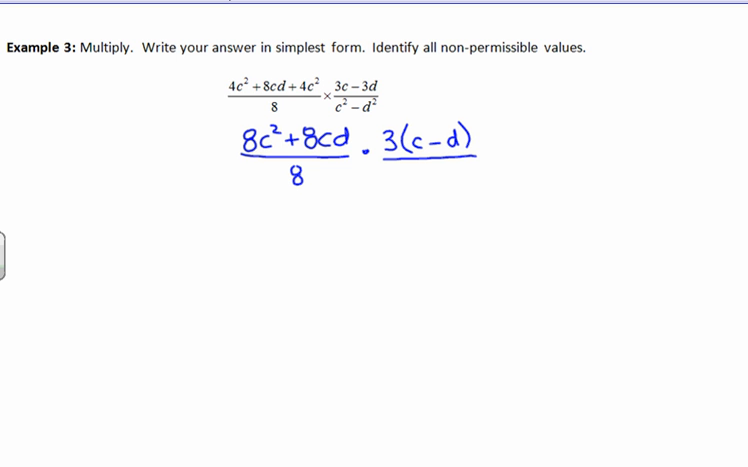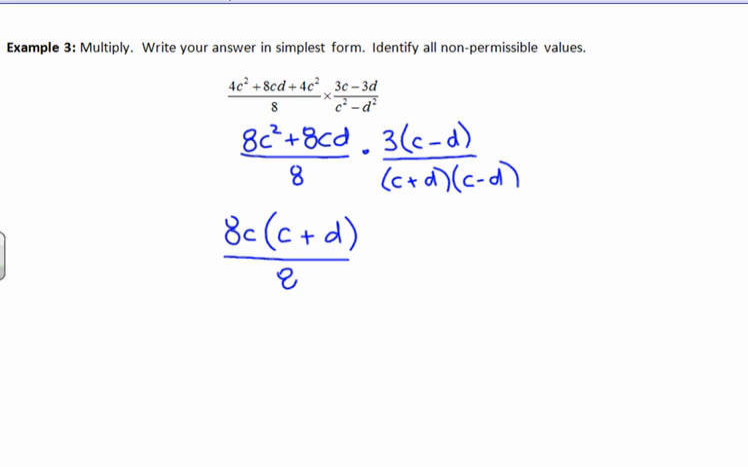Leah, what's that? Yeah? How can we factor that? It's a difference of squares, meaning c plus d, c minus d. We square root both, and one's going to be positive, one's negative. All right, is there anything else we can factor? 8c squared plus 8cd, what can you factor out of that? 8c. Okay, what's left in the brackets? C plus d.